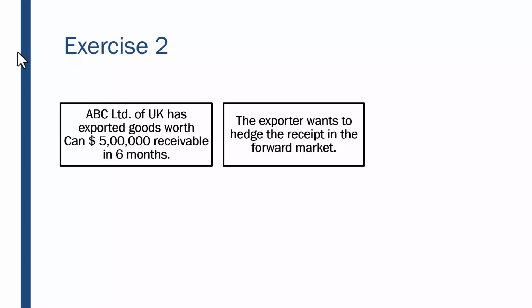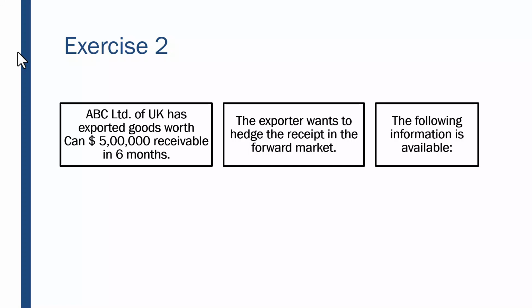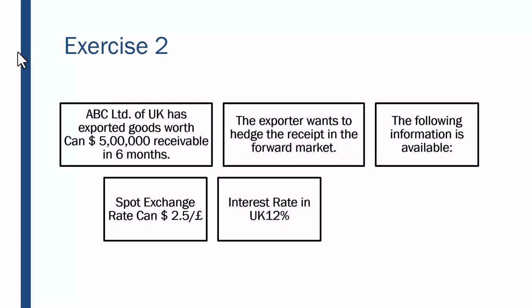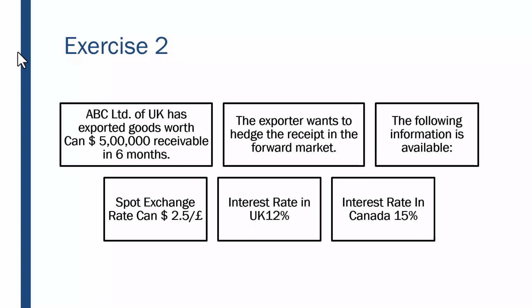Okay, so let's understand here. The exporter wants to hedge. Let's come to the point, and then you will understand that. The exporter wants to hedge the receipt in the forward market. The following information is available to you. Spot exchange rate is Canadian dollar 2.5 oblique pound, which means 1 pound is equal to 2.5 Canadian dollars. The interest rate in UK is 12% and the interest rate in Canada is 15%.